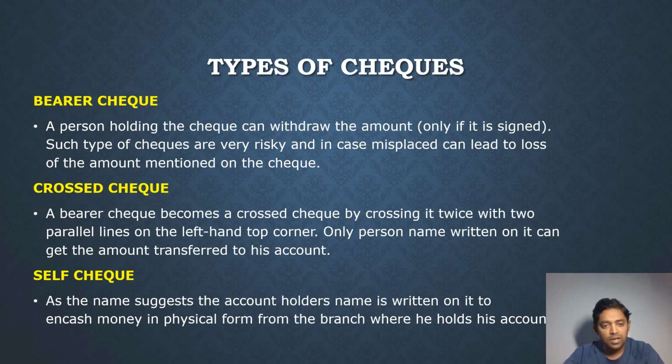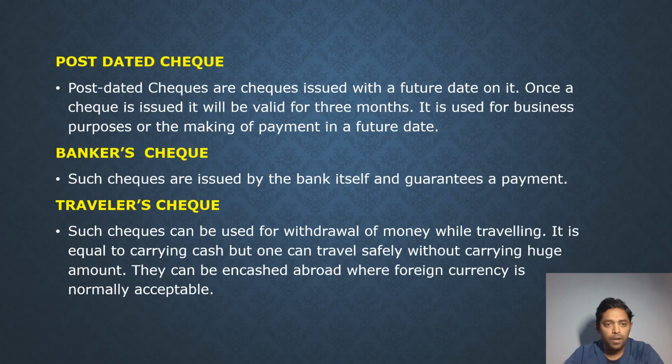Self-check. As the name suggests, the account holder's name is written on it to encash money in physical form from the branch where he holds his account. Post-dated check. Post-dated checks are checks issued with a future date on them. Once a check is issued, it will be valid for 3 months. It is used for business purposes or making a payment at a future date.